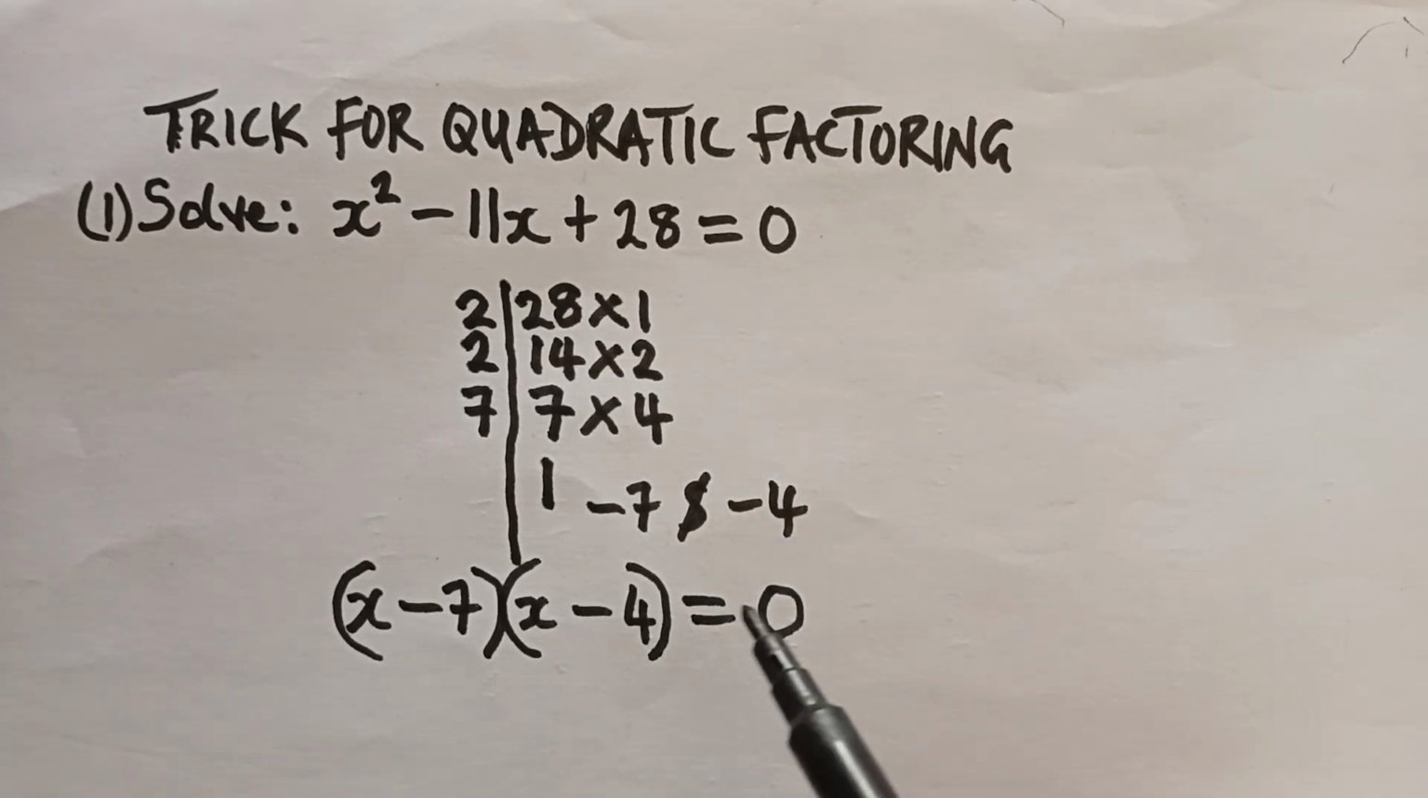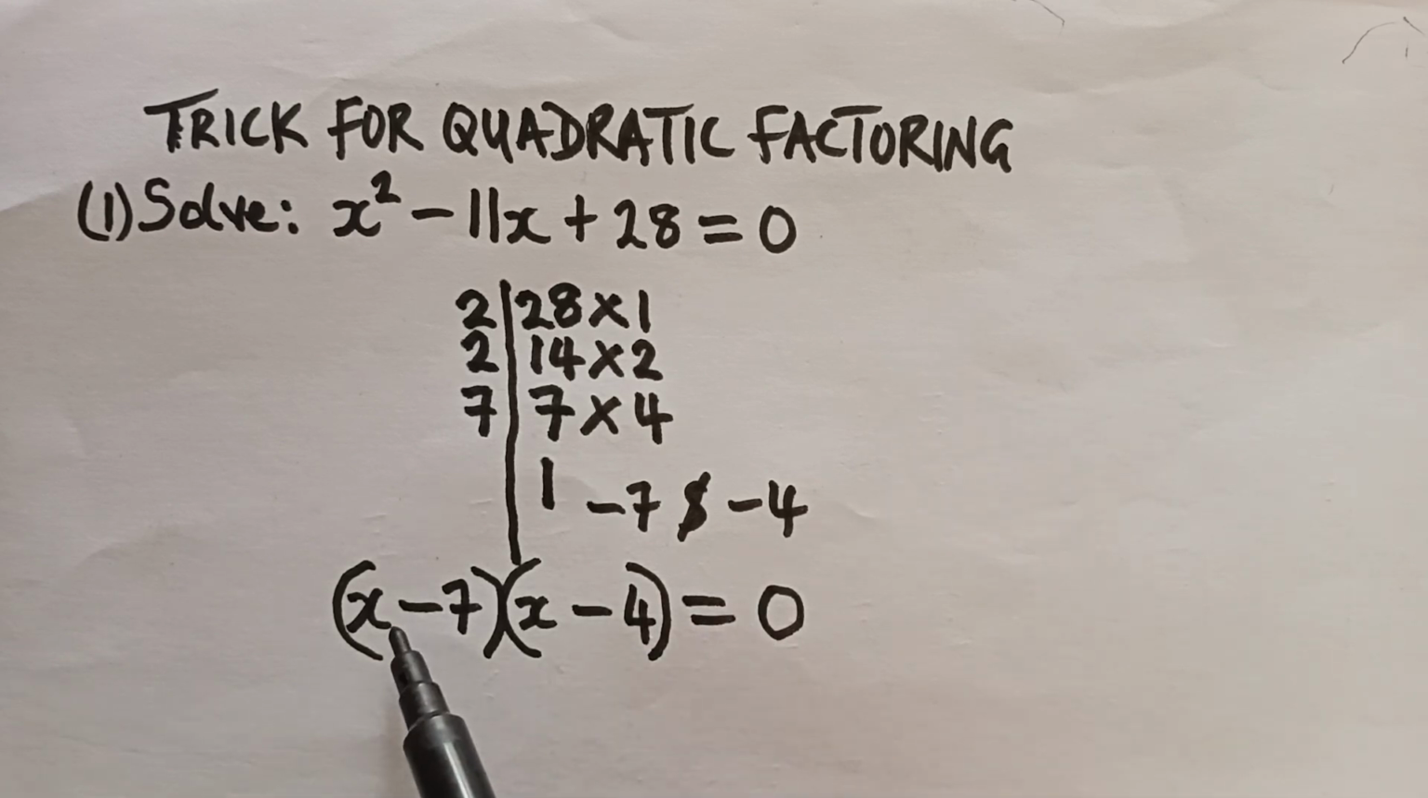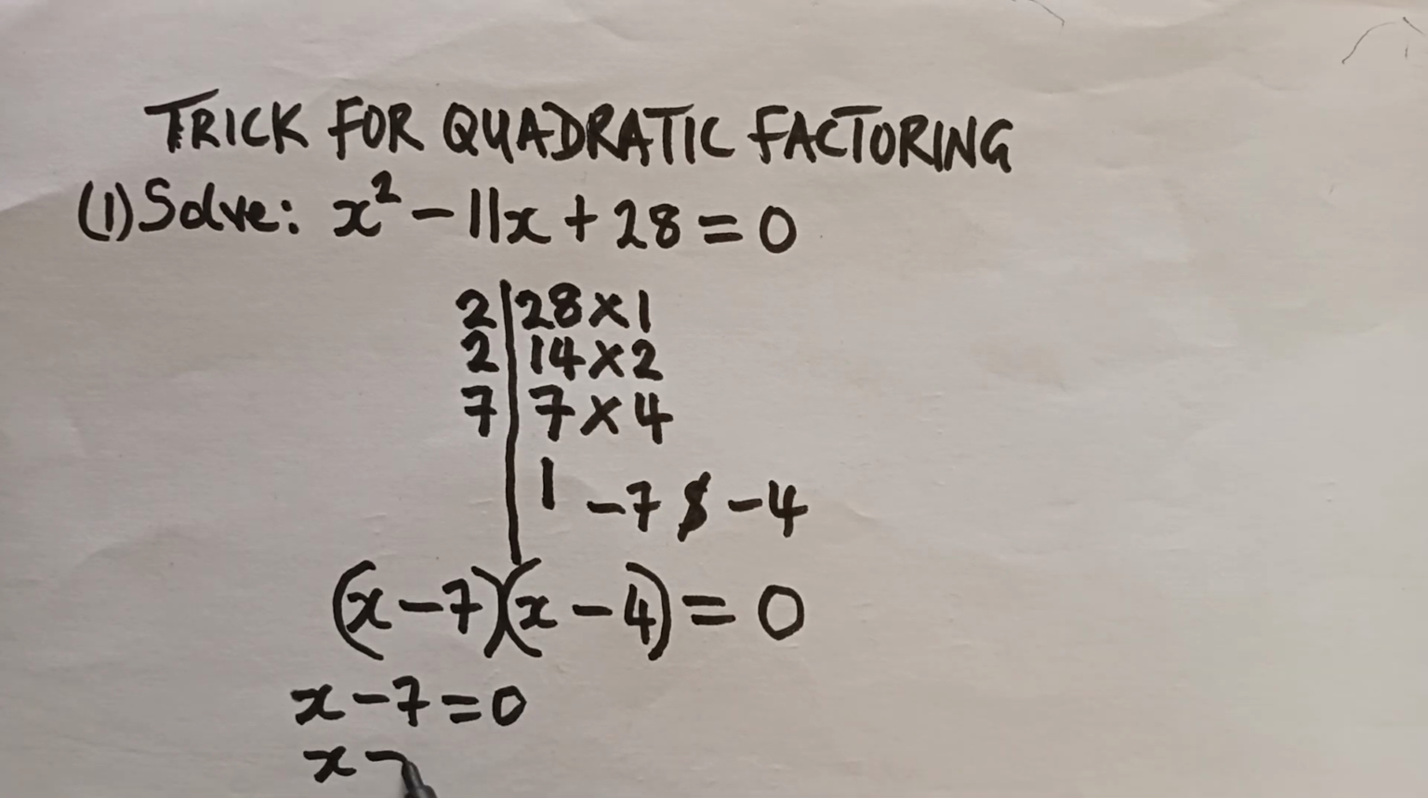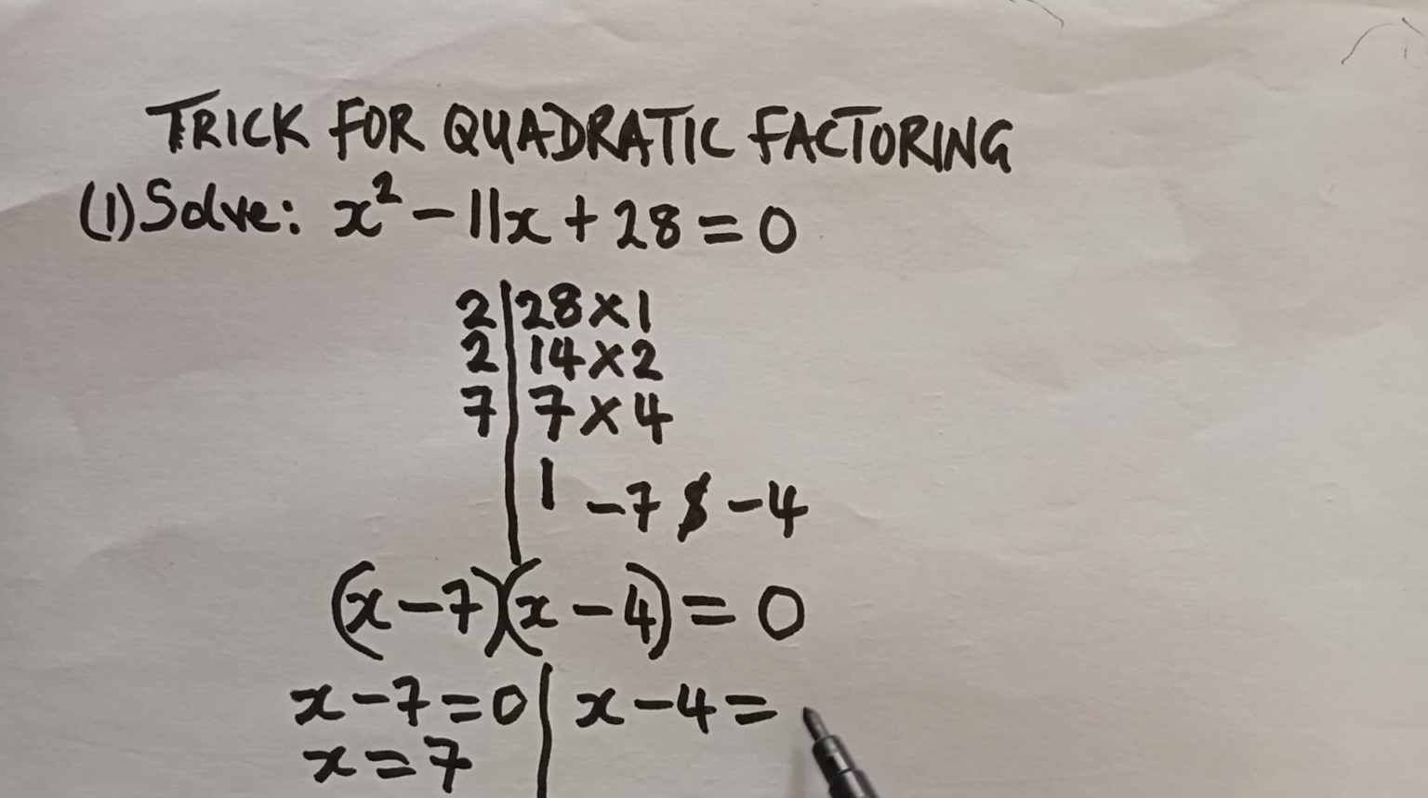So the next thing to do to solve this is to equate each of these brackets to 0 and then solve for x. The first one, x minus 7 is equal to 0. So that means x will be equal to, this 0 is nothing. So if minus 7 goes to the other side of the equality sign, it becomes positive 7. So we have one of the answers as 7. Then the other one, we have x minus 4 is equal to 0. So we take this other bracket and equate it to 0. So x is equal to this negative 4. If it goes to the other side, it becomes positive 4. So we now have our two answers.